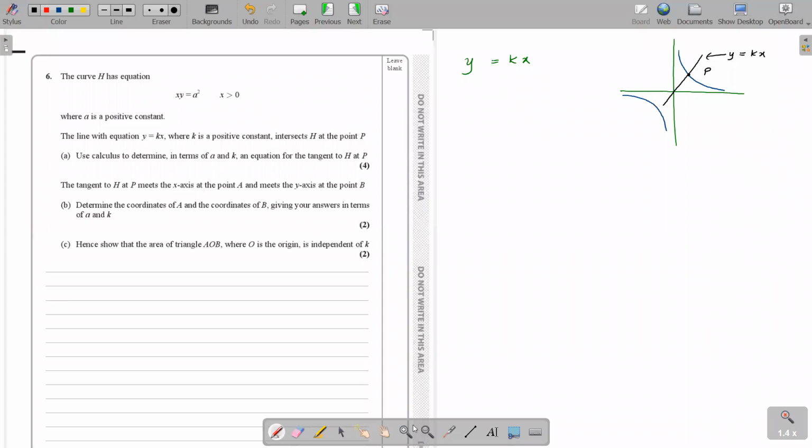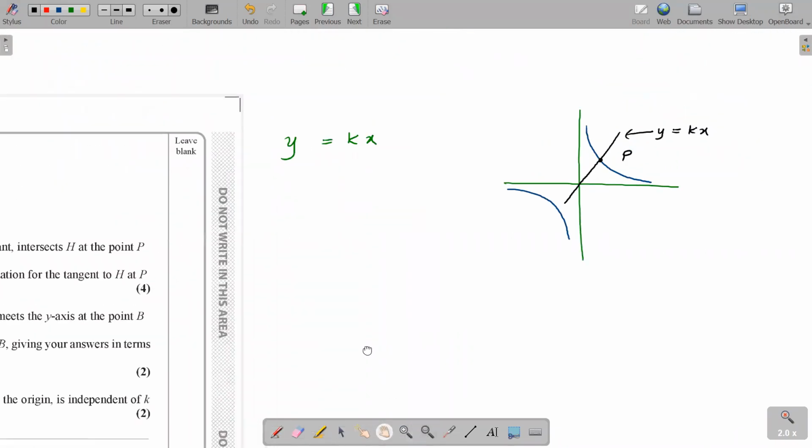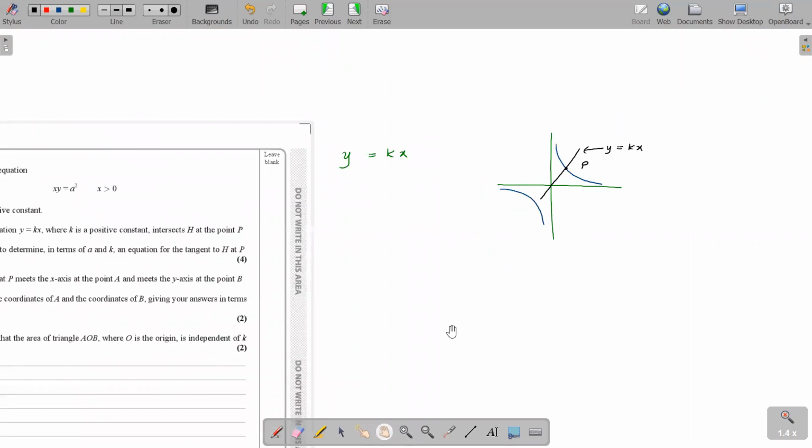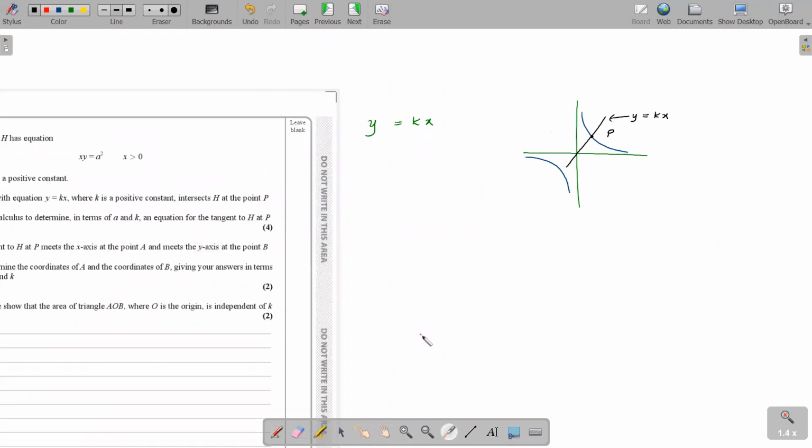Okay, so I've drawn the rectangular hyperbola along with the line y equals kx. They've said that k is a positive constant, so we need to understand the line goes through the origin. So I've just drawn a sketch here, and they have told us, by the way, x is greater than 0.